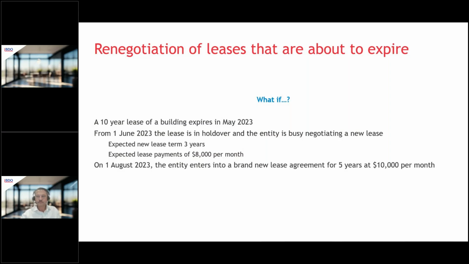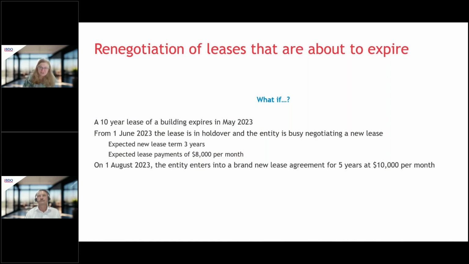If you now continue on a holdover perspective, you have to estimate how long you think, and you'll recognize on the 1st of June a modification to that original lease. And it might be we modify it for another 3 years at 8,000 per month, and that will be your liability as of 30 June in the financials. And when you sign the new agreement in August, you'll modify it again.